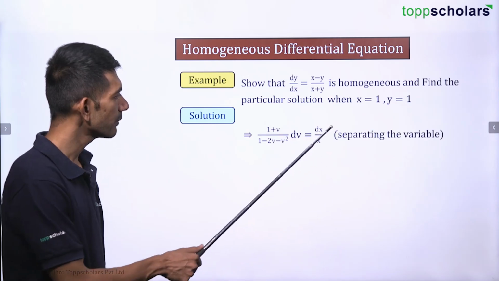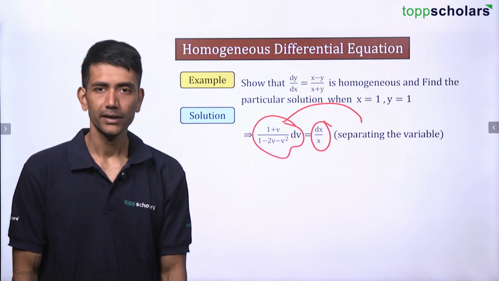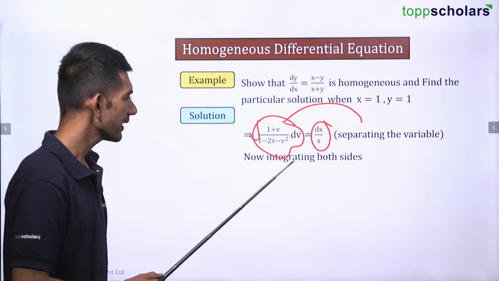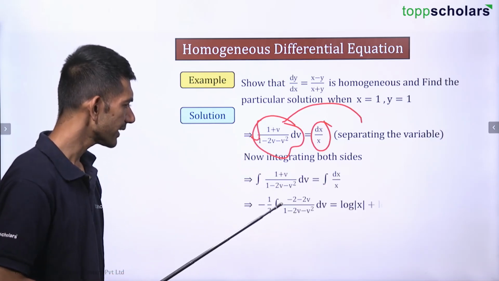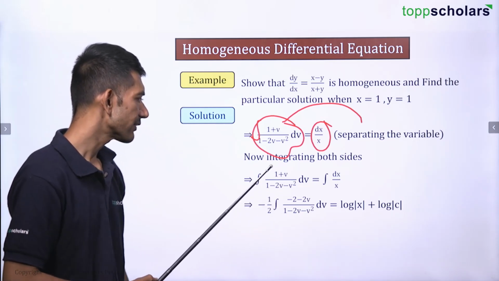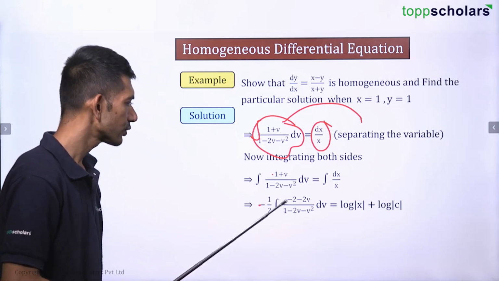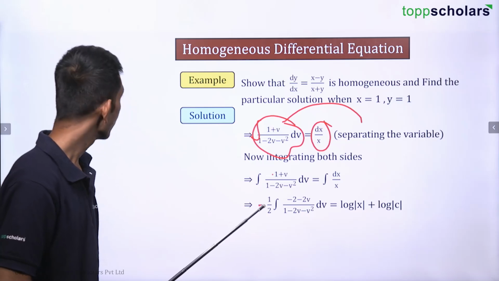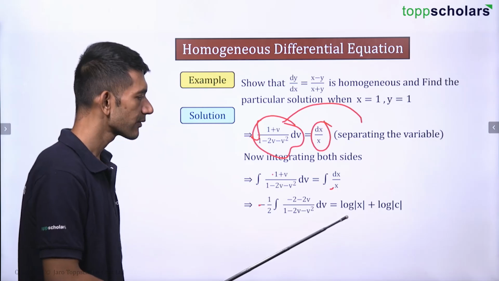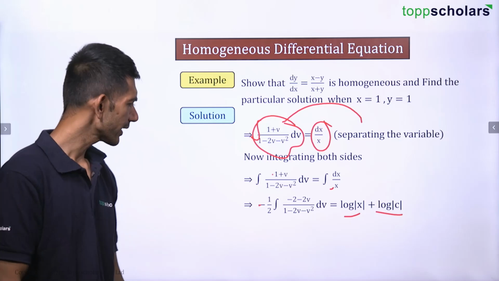On the right hand side, it will become 1 by x dx. And then on the left hand side, this is what you get, right? Continue further. Now how do we solve this? After integrating on both the sides, here we have just adjusted: we have multiplied by minus 2 and divided by minus 2. So this becomes minus 2v, and in the denominator, you get 2. And this is log x plus log c. On the right hand side, integration of 1 by x is log x.